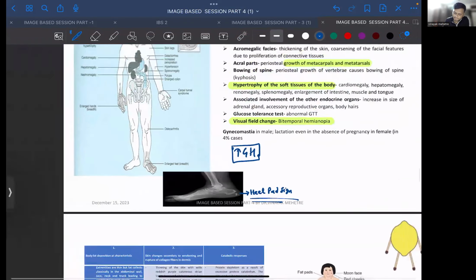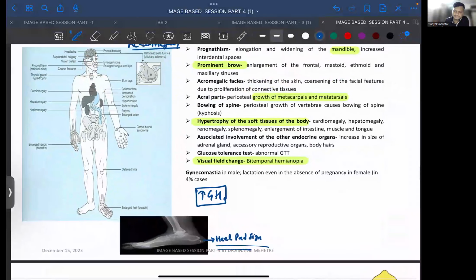Treatment. What is the treatment for this? Anyone?